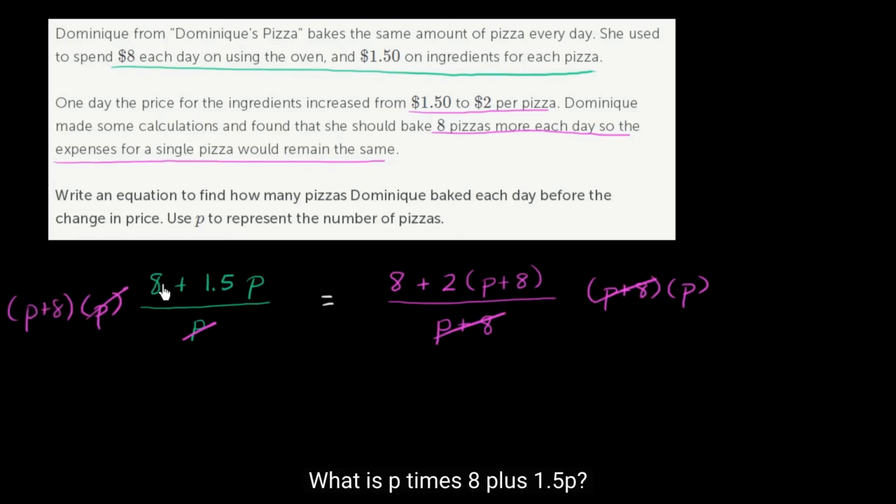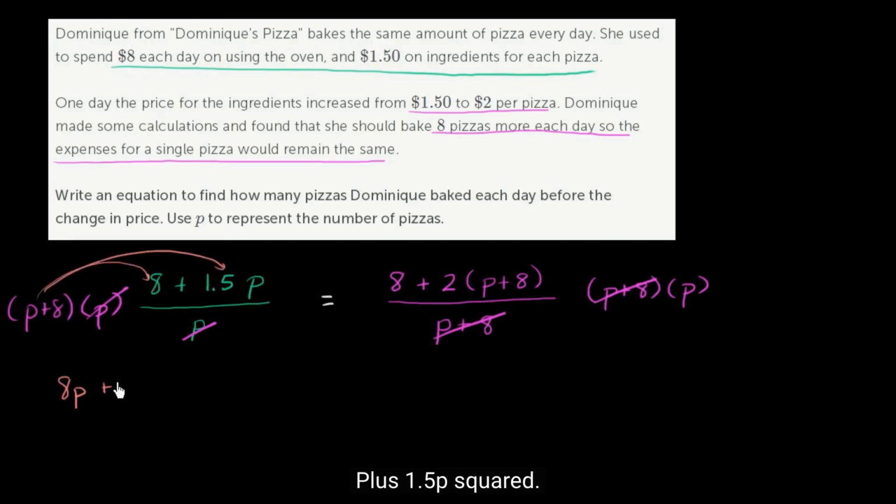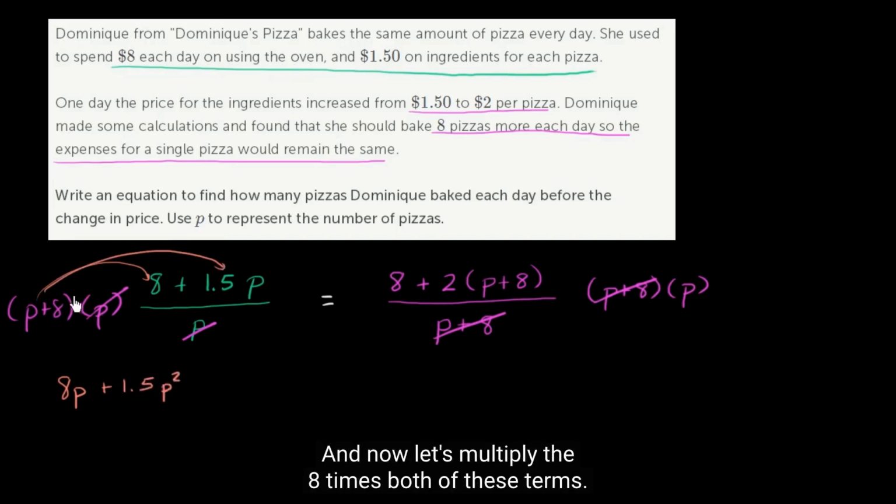What is P times 8 plus 1.5P? Well, that's going to be 8P, I'm just multiplying the P times this stuff first, plus 1.5P squared. And now let's multiply the 8.